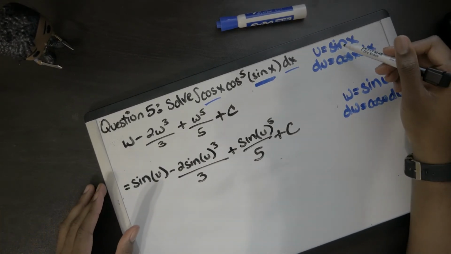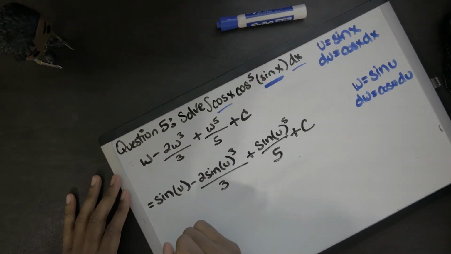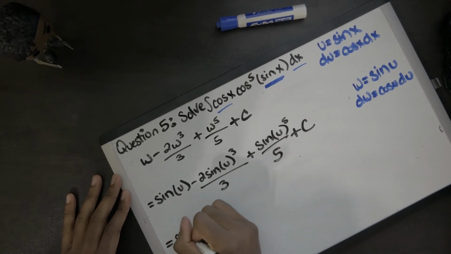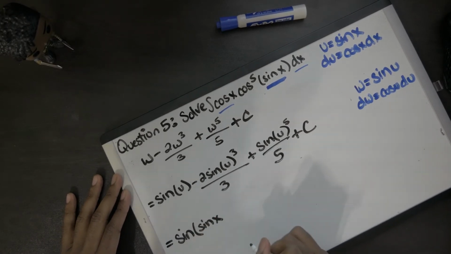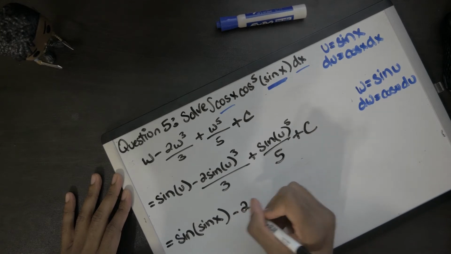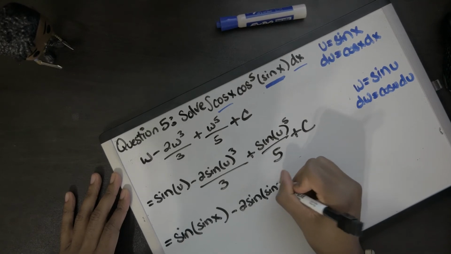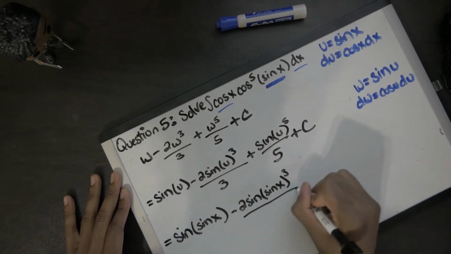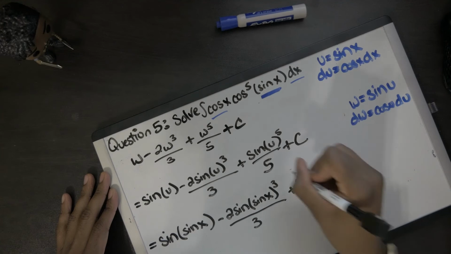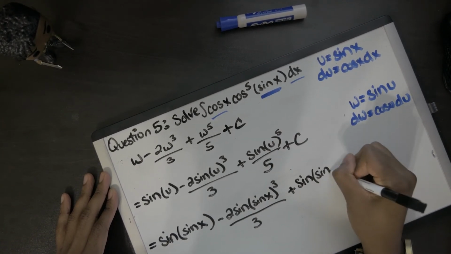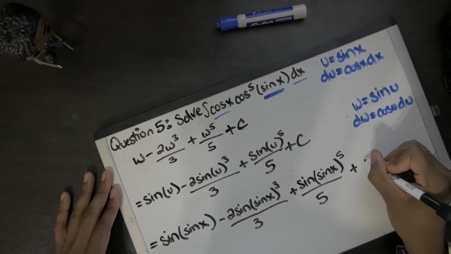We know that u represents sine x. So we need to plug back in the value of u. So now what we're going to be left with is sine x to the third power over 3, minus 2 sine x to the third power over 3, plus sine x to the fifth power over 5, and then again that constant.